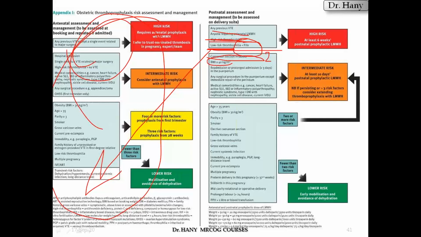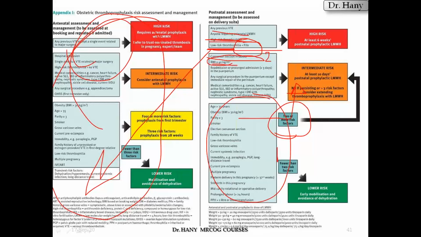You will continue or consider extending it for 6 weeks. After that, a risk assessment. Collect 2 and get 10 days. Lesser than 2, not 3. In the postnatal, only 2. Only 2, you will put the patient on 10 days low molecular weight heparin. The problem is that we are missing some of the 2. As I told you, the BMI 30 scores 1, but 40 scores 2.